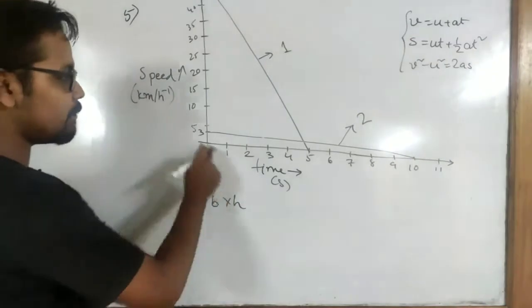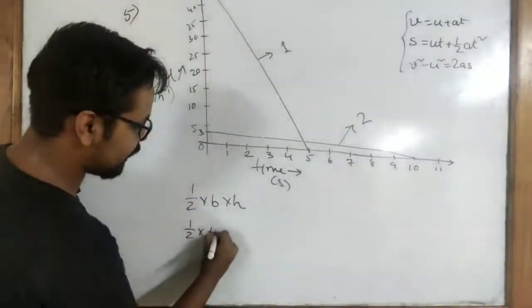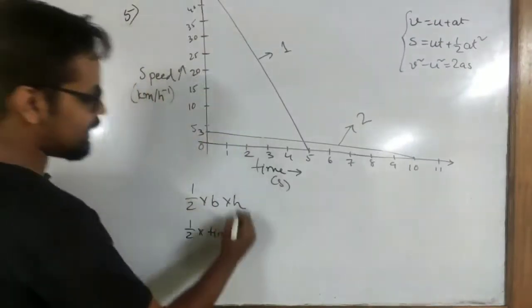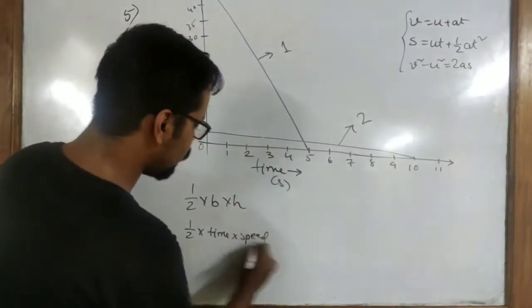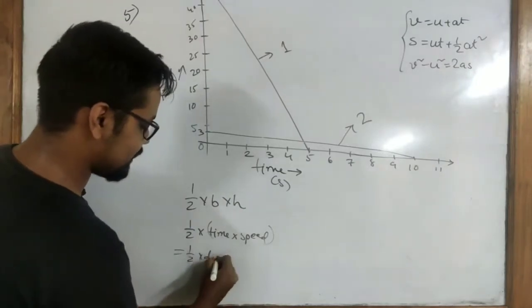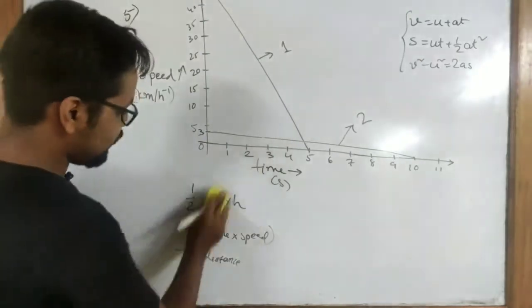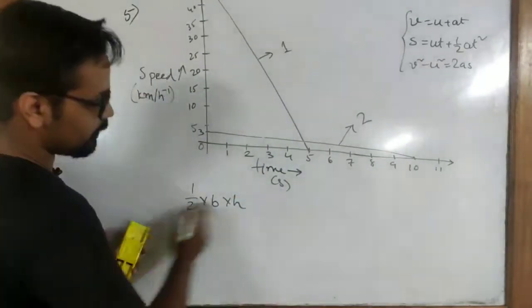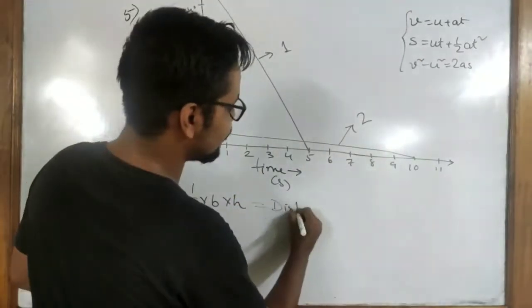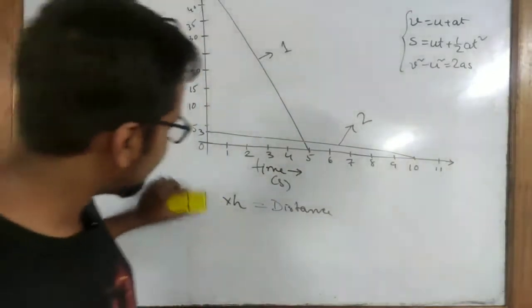What is the base here? This is the base. Base is the time. That means half into time. And what is the height? Height is the speed. And do you know what time into speed is? Time into speed is distance. So using this formula we will be able to find the distance traveled. Let us try to find this one.